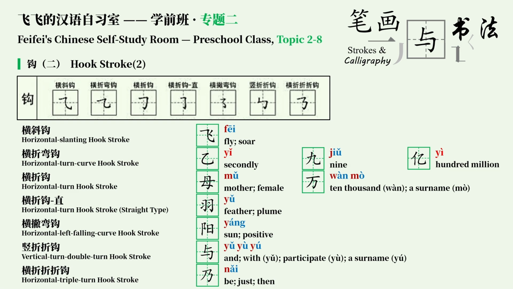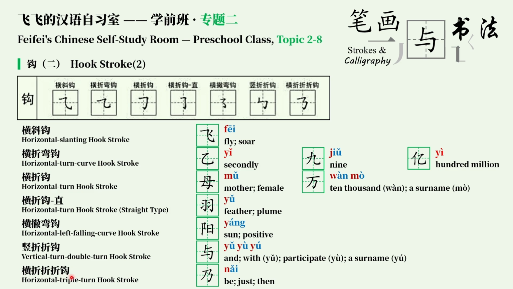Example character: 雨 or 玉 or 鱼, meaning 与 and, with; 玉 participate; 鱼 a surname.